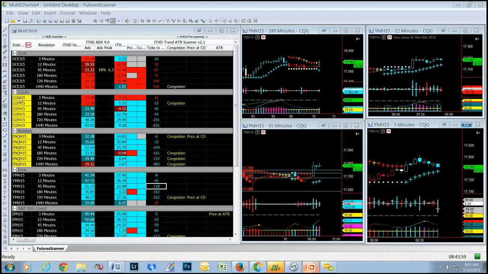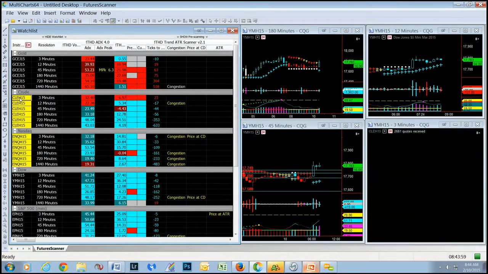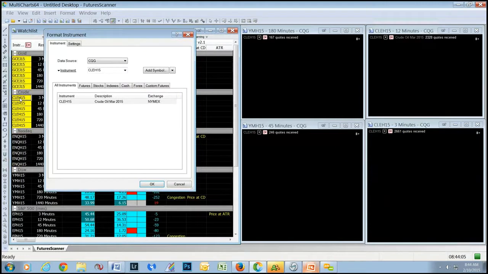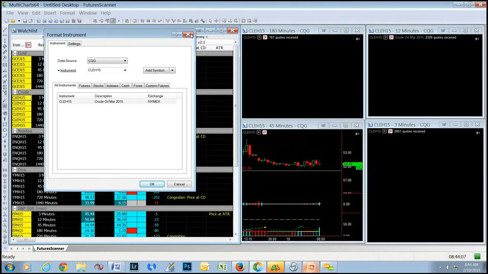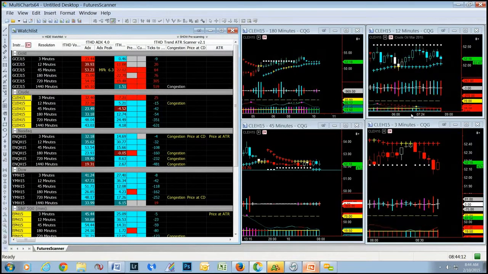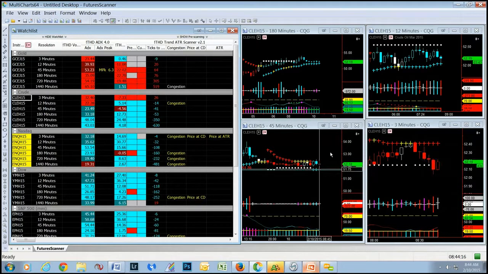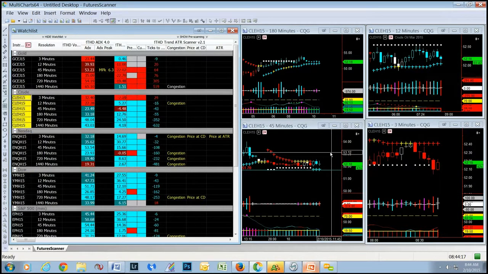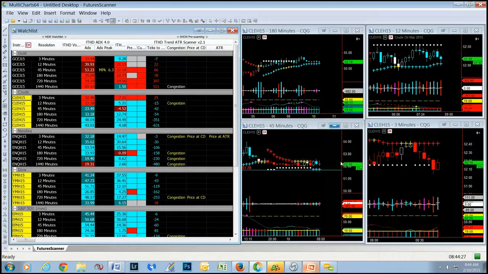Crude, there is not a trade yet. You've got congestion zones on the 3-minute, you've got congestion zones on the 12-minute, and you've got congestion zones on the 45-minute. The only way that I would really be interested in taking a trade at the moment on crude would be to see this come back and test the ATR on the 45-minute, then I would look to go long. But right now, I don't see anything.